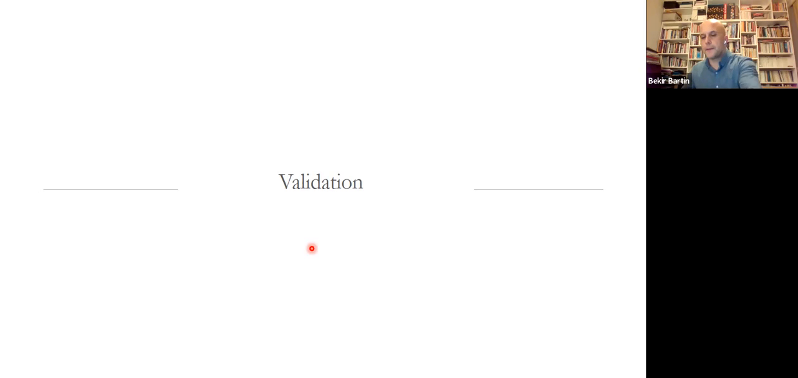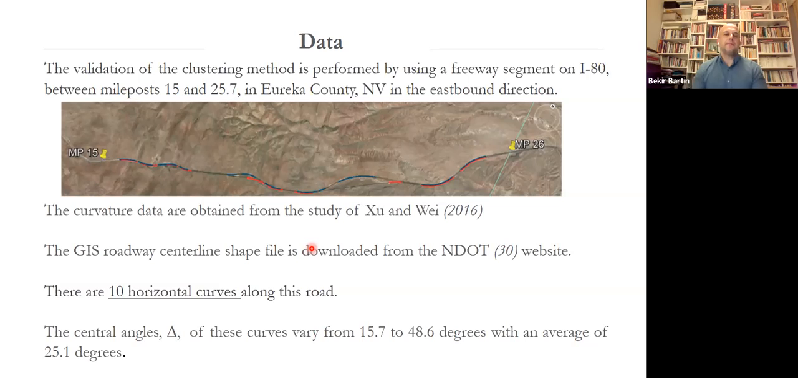Okay, now the validation data is from the study of Xu and Wei from 2016. The alignment data is from Nevada. It is I-80, which is nearly 10.7 miles, in the eastbound direction. The reason I'm using this roadway is that in this study, they meticulously reported each curvature value, the start and end value, so it can be used by other researchers.